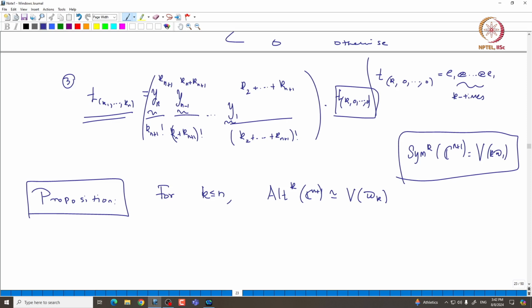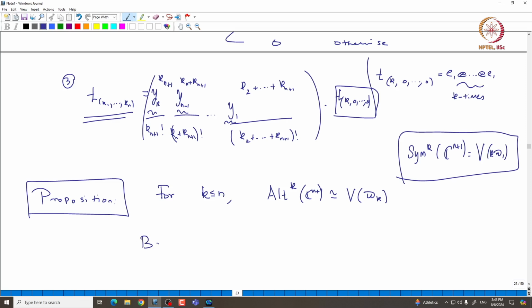So, what does it mean? It means alt k C n plus 1 is indeed the highest weight representation corresponding to the highest weight omega k. That is all we mean, and irreducibility comes for free. Okay. So, how can one prove this? Again I will outline the proof.